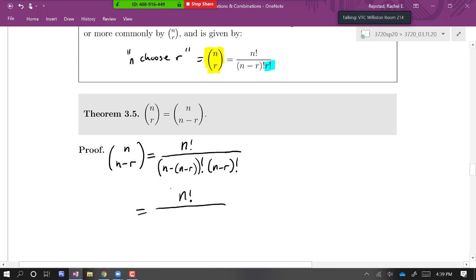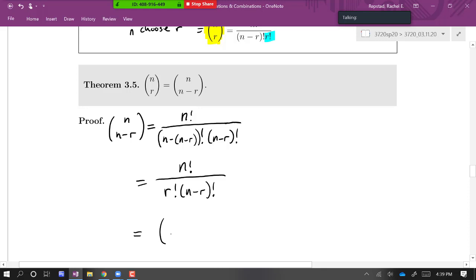N minus r, what does that simplify to? Plus r. Yeah, it's a positive r, so I've got r factorial times n minus r factorial, and wouldn't you know, that's precisely the formula for n choose r. So I'm going to use an example to show you intuitively why this definitely should be true.